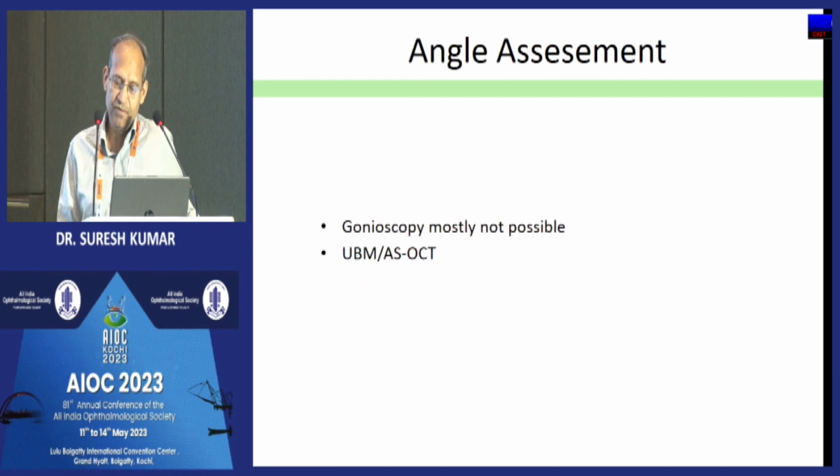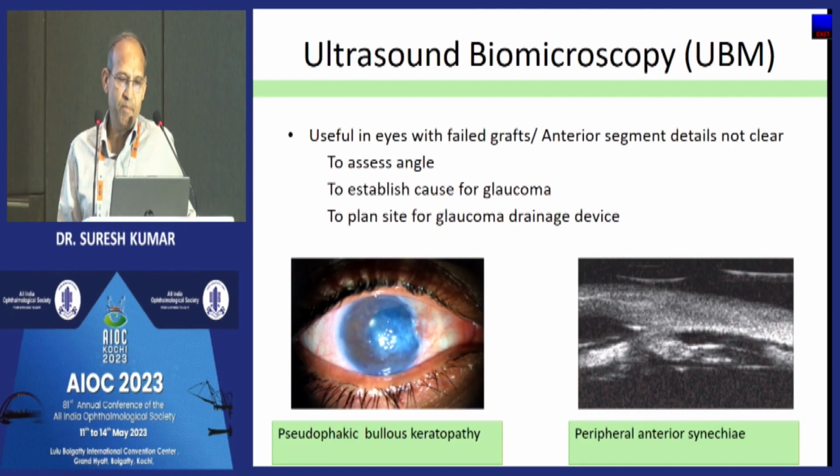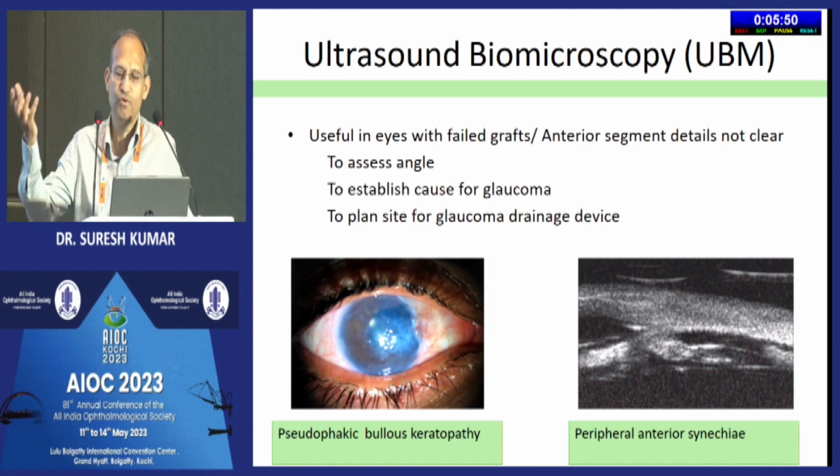Angle assessment, if cornea is opaque, you go for UBM. UBM is useful in assessing the angle and in establishing the mechanism of glaucoma, and it's also useful in eyes when we are planning a glaucoma drainage device, because if we find a large synechiae in one particular quadrant, don't put the device in that, go to another quadrant.